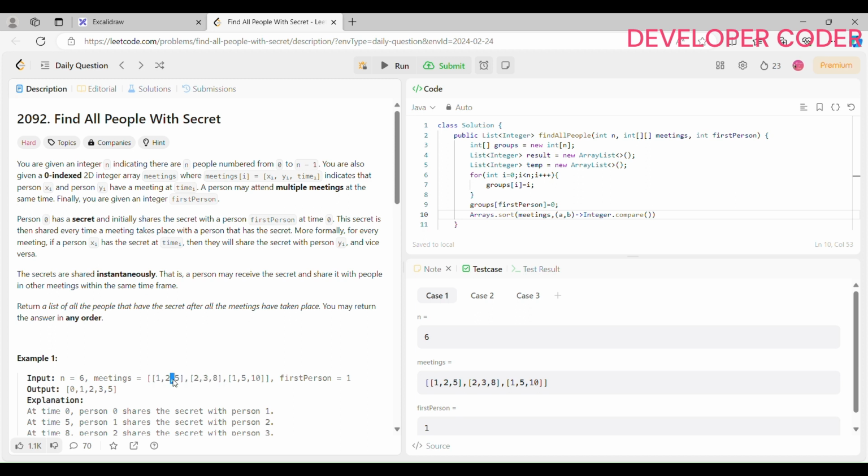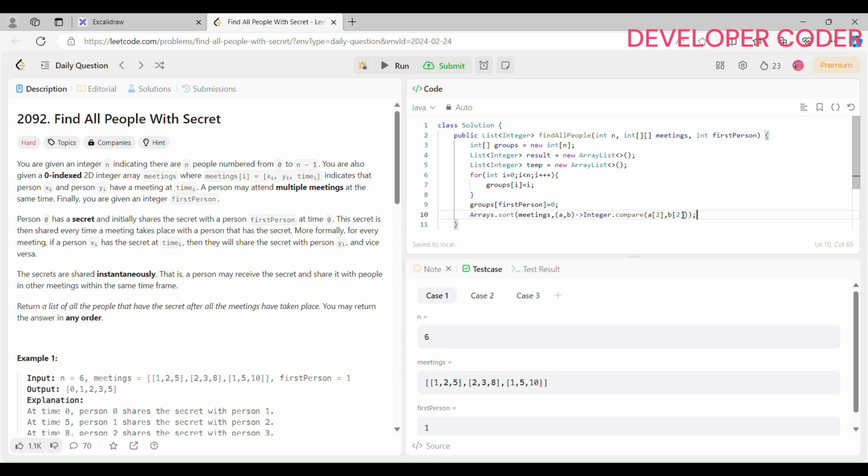Let them compare based on their times. That is this index, this index, and this index. So can I write like this? A of 2 and B of 2. This is what I am comparing. These are integers. So this is how I'm sorting my array. I hope you are clear with this line as well: Arrays dot sort meetings A comma B, Integer dot compare A2 comma B2.